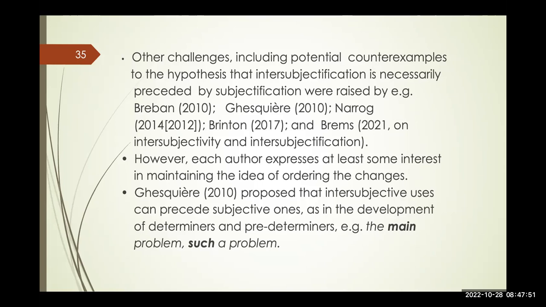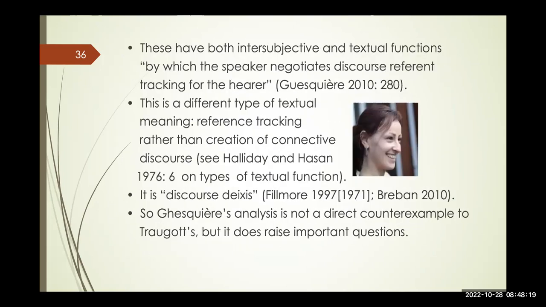Gesquier proposed that intersubjective uses can precede subjective uses, as in the development of determiners and predeterminers like main in the main problem and such in such a problem. So for her, you have intersubjective, subjective, and textual, or textual, intersubjective, subjective. The point is that intersubjective precedes subjective. That's a picture of Gesquier. Both main and such that I just cited have both intersubjective and textual functions, by which the speaker negotiates discourse reference tracking from the hearer. That's what she said in a book in 2010.